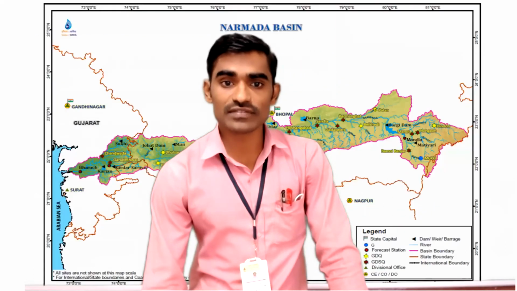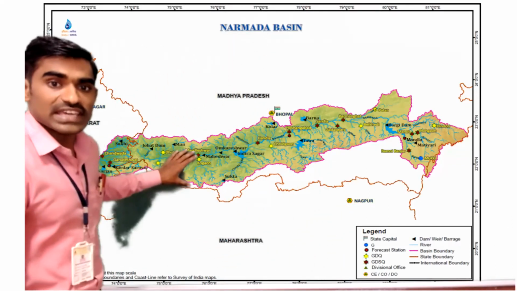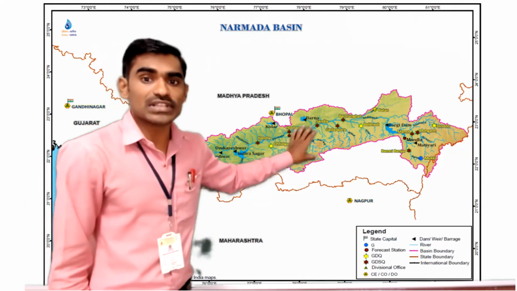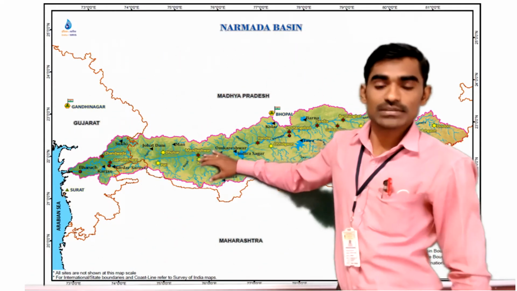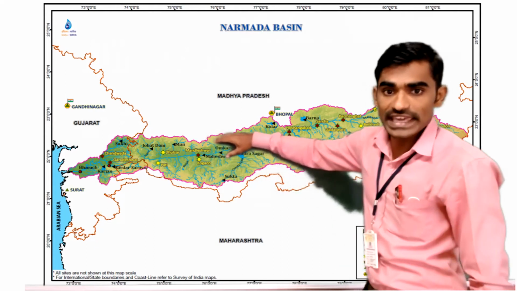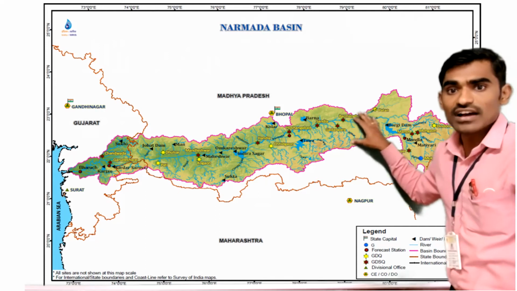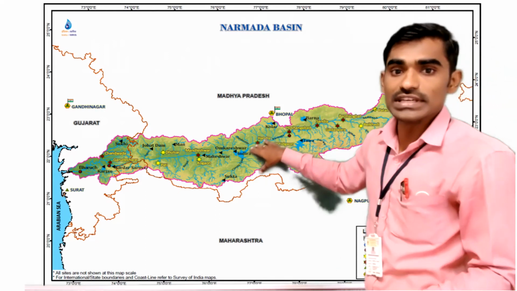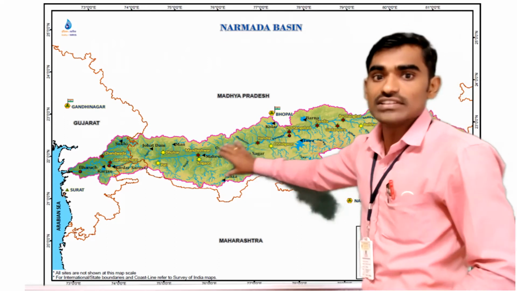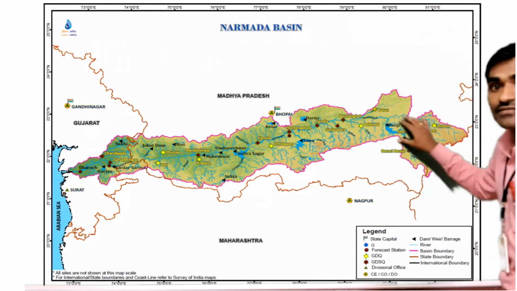Let's see the basin of the Narmada River. You can see in the image, this much area is drained by the Narmada River. Whenever we say the basin of the Narmada River, the area shown here in green color is the area that gets water from the Narmada River along with its tributaries. That's why it is called the Narmada Basin.